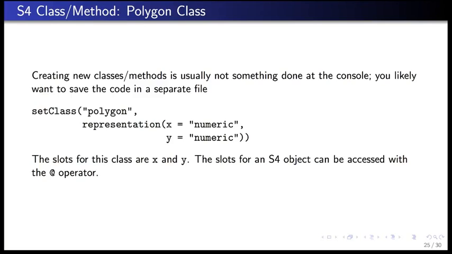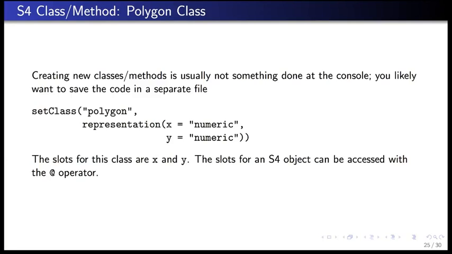Generally speaking, when you're creating new classes and methods, this is not something you do at the console, typing in interactively. Usually, you're going to want to store this code in a separate file, and then source it into R later on, because there's going to be a lot of code here.